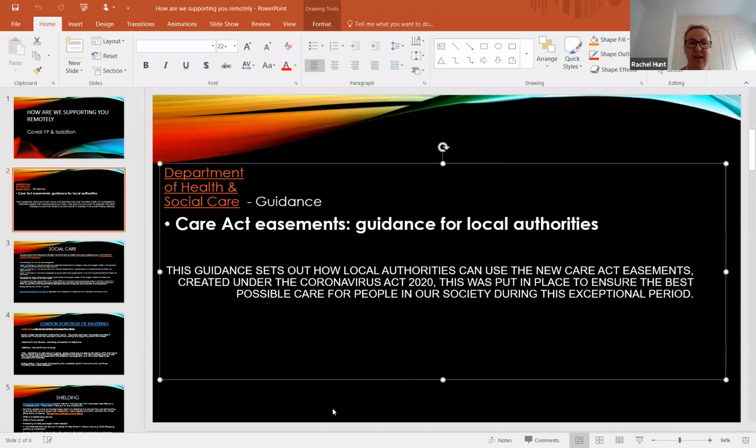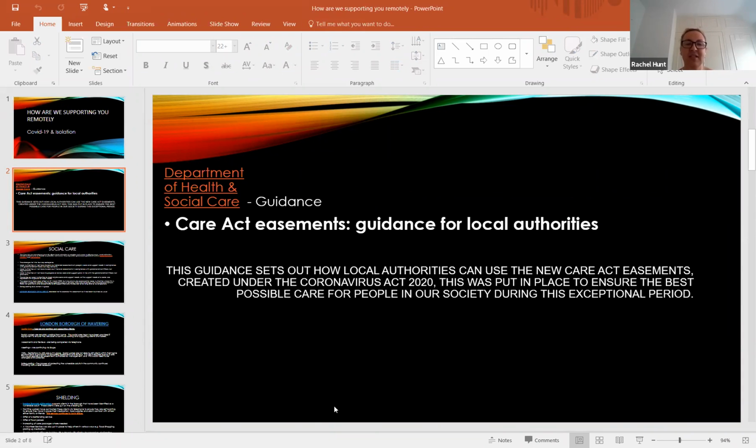The Department of Health and Social Care gave us guidance with the Care Act easement guidance for the local authorities. The guidance set out local authorities can use the new Care Act easements created under the Coronavirus Act 2020. This was put in place to ensure the best possible care for people in our society during this exceptional period. So what did that actually mean for social care?